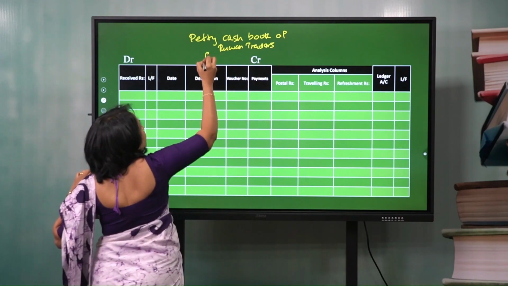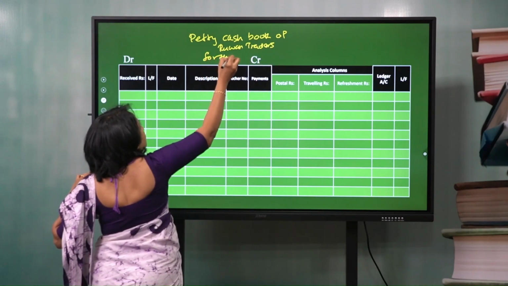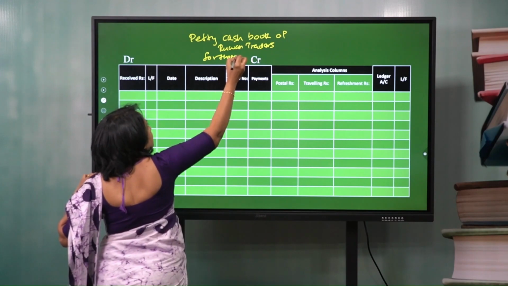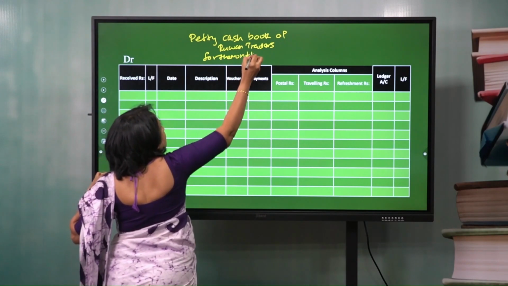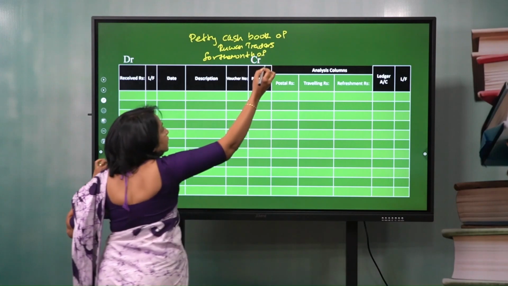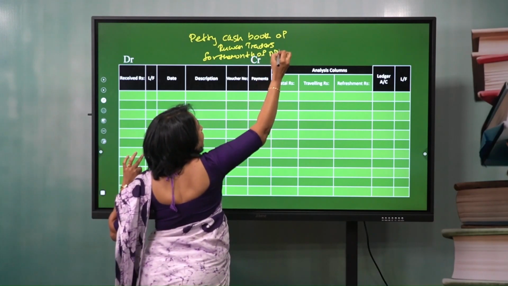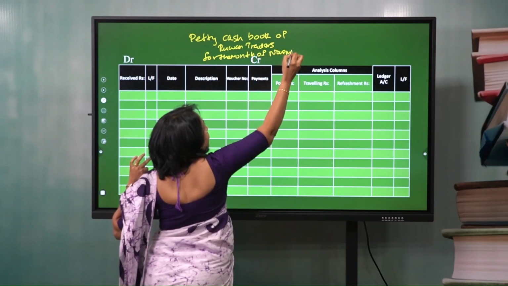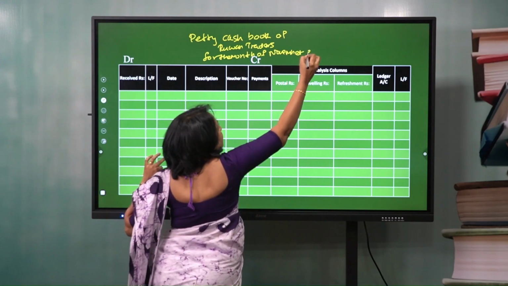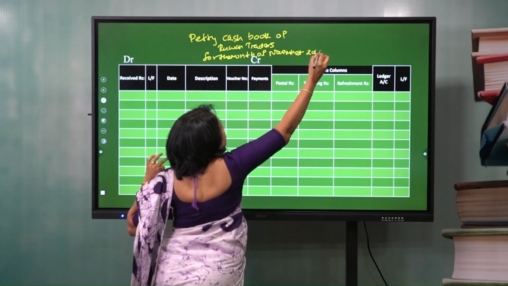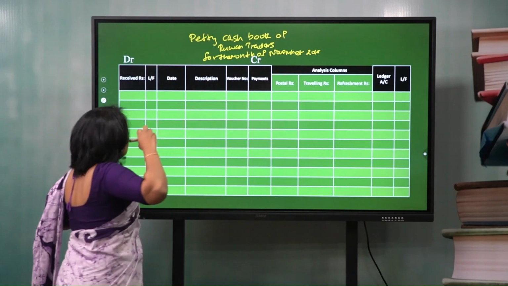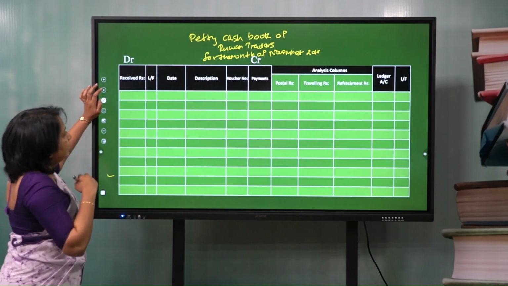For the month of November 2019, children, we'll see how we can record.